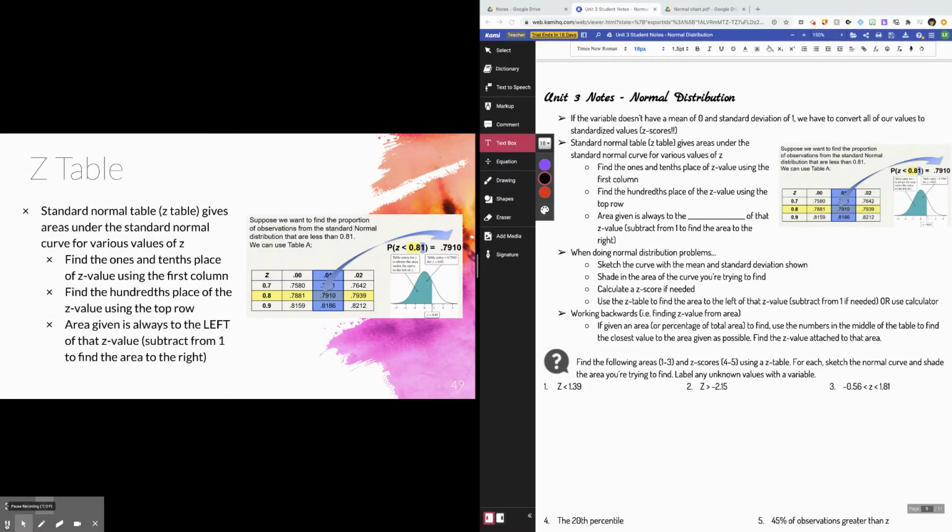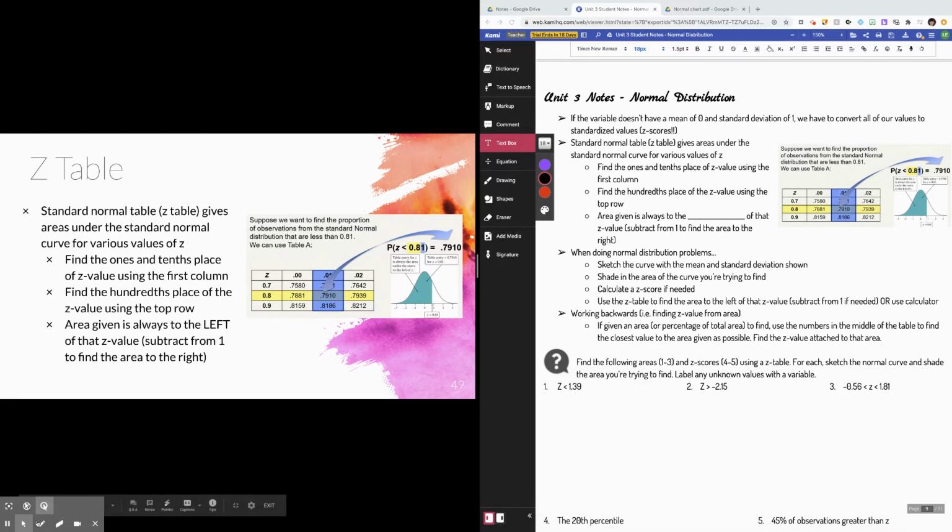All right, y'all. So let's talk about the z table. The z table is also called the standard normal table. What it does is it gives us a list of all possible z values, down to the hundredths place, from about negative 3.5 up to positive 3.5, because that covers most of the data in a standard normal curve, right?